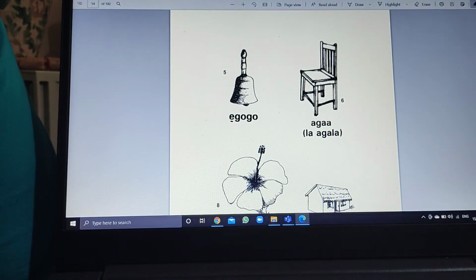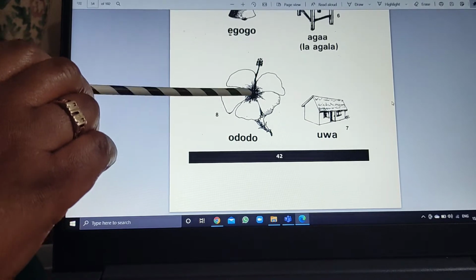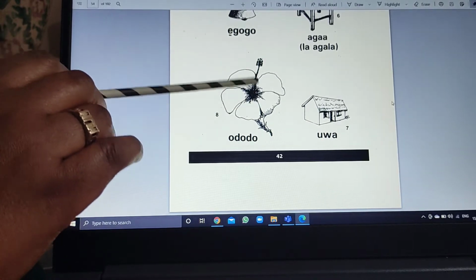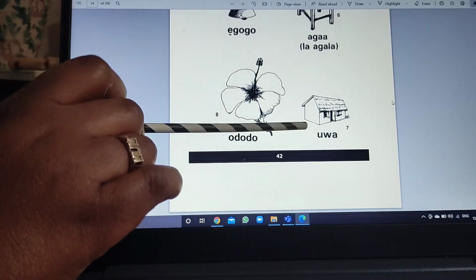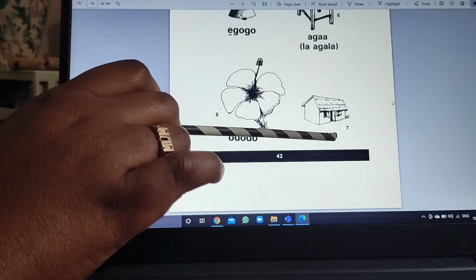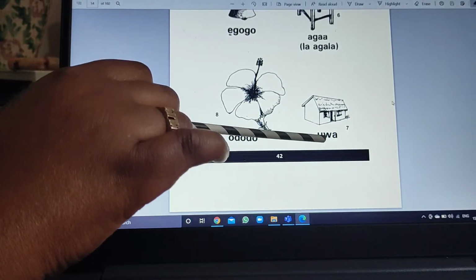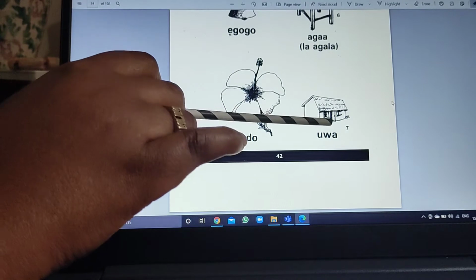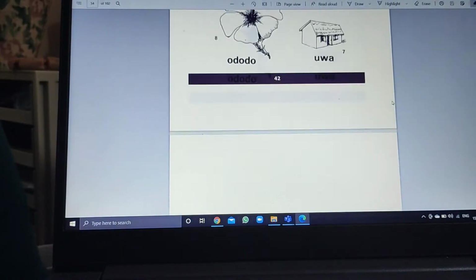That was an exciting time of the day. Then, ododo is the flower. Remember, this is most popularly the hibiscus flower, which we also mentioned when we were doing things at home or in the house. Then uwa, which is house, is there. Obviously, there are always buildings in the school. So uwa is house or building.